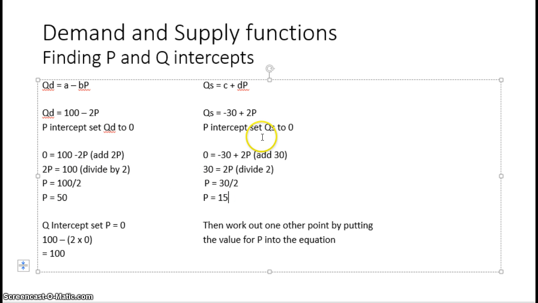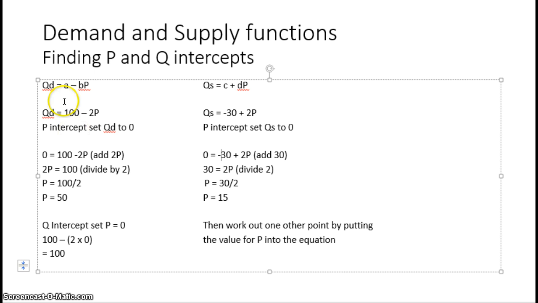Again, we do the same thing for the P intercept for quantity supplied. We set the quantity supplied to 0, and then we change the equation. So minus 30 plus 2P, add 30, puts 30 on that side, then we divide both sides by 2, which gives us the P intercept for the supply, which is 15. That's going to be useful as we move on in this task. The Q intercept is a little bit different.